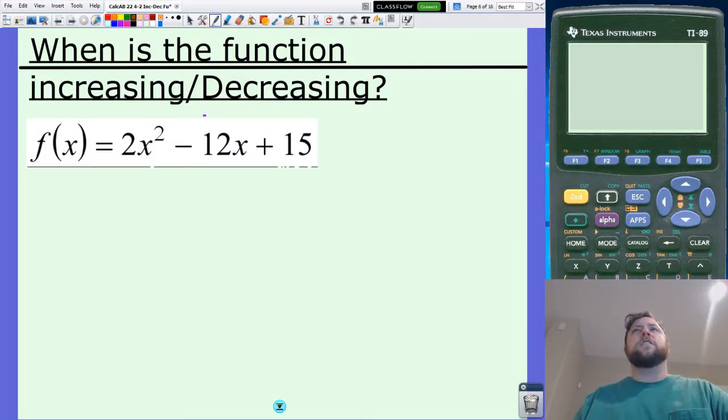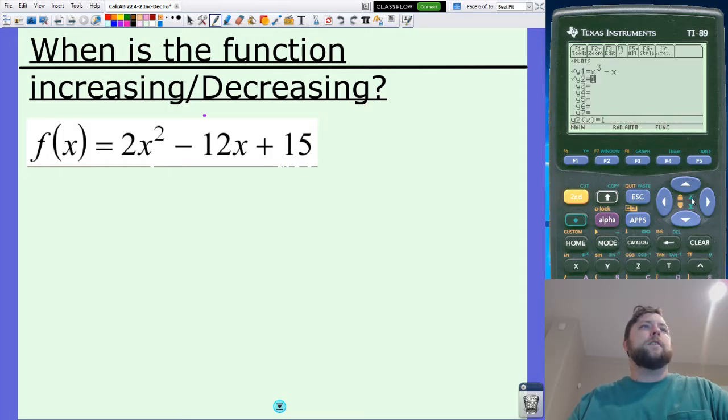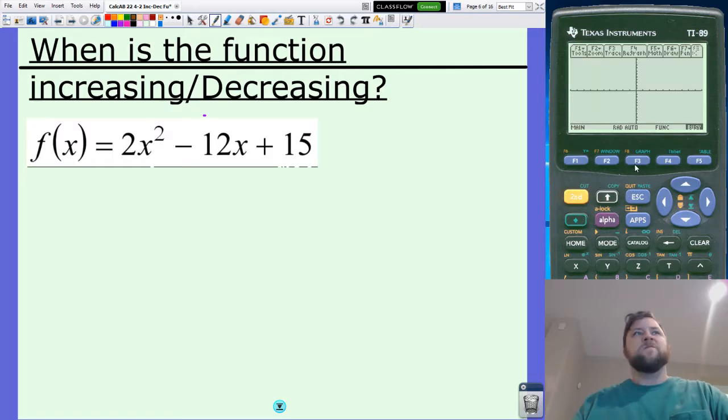All right, so let's see what this looks like as an example. So where is this function increasing or decreasing? First thing I'm going to do is I'm going to graph this. So I want you to be able to see the function. So as I'm doing this, it's 2x squared minus 12x plus 15. All right, I'm sure the window's not going to be the right size, so we're just going to graph it. Let's see what it does. I'm sure I'm going to have to change the zoom. I don't think that's going to fit it at all.